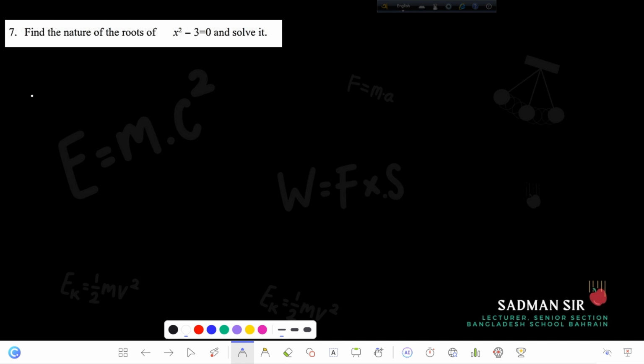Now, we already learned the general method of solving the quadratic equation, so we don't have any problem with this solve it part, right? We can easily do the solution. But what about finding the nature of the roots? For that, what do we need to do? Before that, we need to go through something.